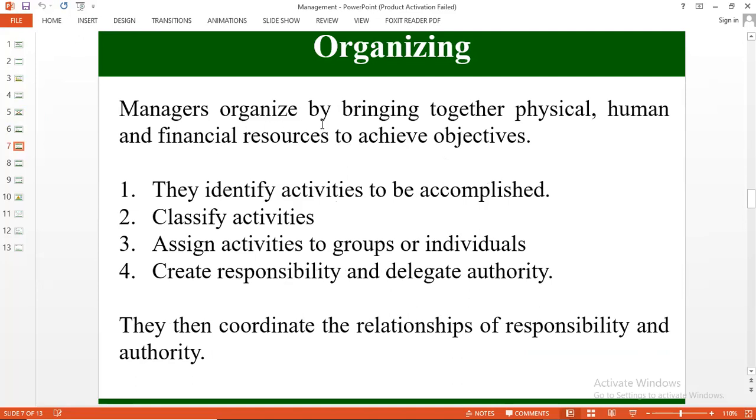In organizing, managers bring together physical, human, and financial resources to achieve objectives. Number one, they identify activities to be accomplished. Number two, classify activities. Number three, assign activities to groups or individuals. Number four, create responsibility and delegate authority. These form the hierarchy and justification of organizing, that is, how to organize things well. Afterwards, they coordinate the relationships of responsibility and authority. So organizing is also a key feature after planning, to implement the plan of action towards team leading.